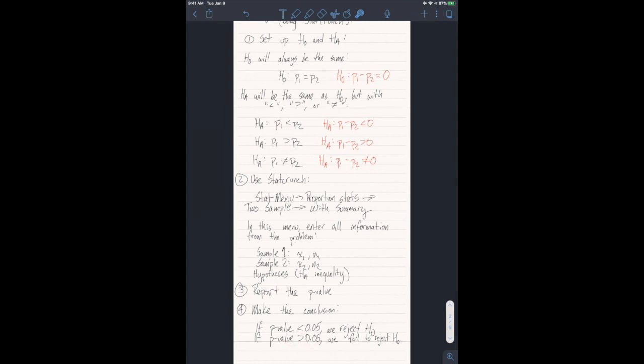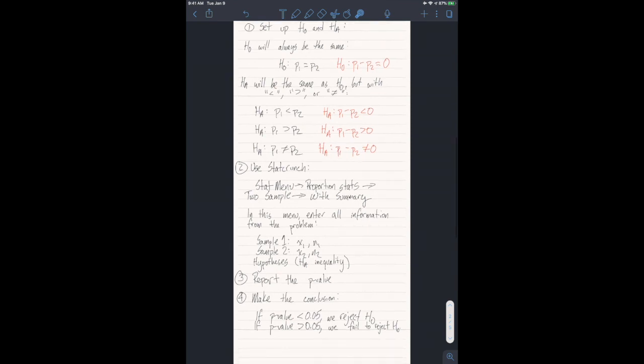However, if my p-value was bigger than 0.05, if it's greater, then I would fail to reject H0, meaning I would still think the proportion of men who smoke is equal to the proportion of women who smoke. I would have no reason to reject that idea. And that's it. StatCrunch is going to be doing all of the legwork for us.